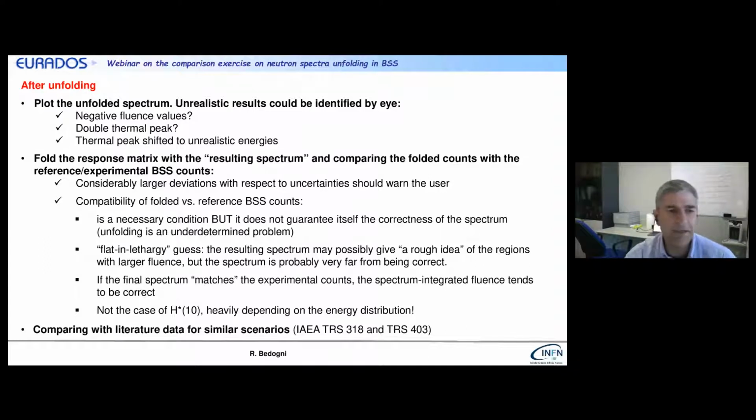So after unfolding, after you get a spectrum, as Carlos correctly said, plot the spectrum. Are there negative fluences? This can be a problem. Is there any double thermal peak? Is there any thermal peak shifted to unrealistic energies? These are error signals. Okay, suppose the spectrum shows some meaningful shape. Try to fold the response matrix with the resulting spectrum and compare the so-called folded counts with the reference sphere counts. If you see some important deviation compared with the uncertainty budget, this should be a warning signal for the user that the process could have been affected by systematic effects, biasing sources.